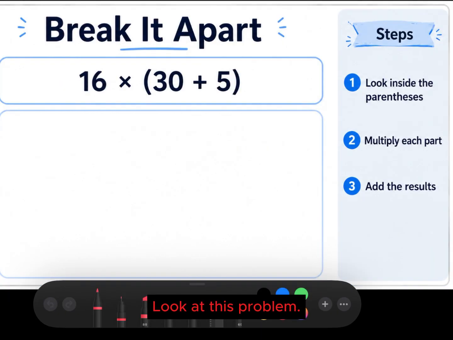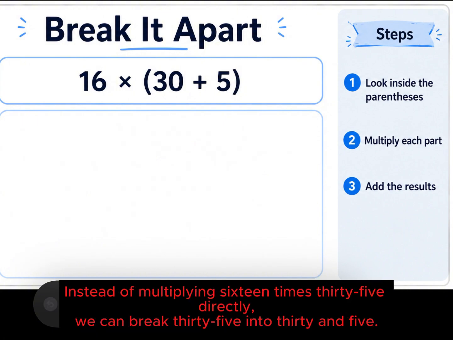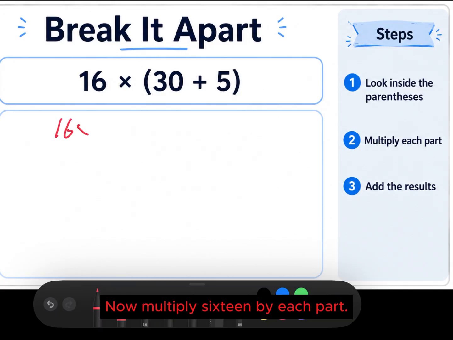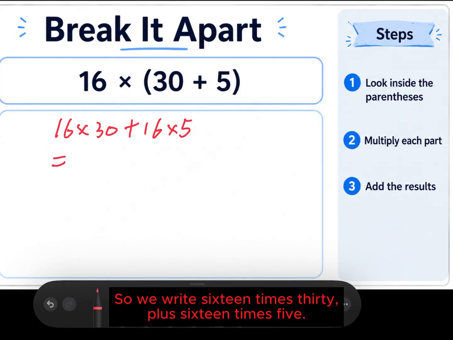Look at this problem. 16 times open parenthesis 30 plus 5 close parenthesis. Instead of multiplying 16 times 35 directly, we can break 35 into 30 and 5. Now multiply 16 by each part. 16 times 30 and 16 times 5. So we write 16 times 30 plus 16 times 5.